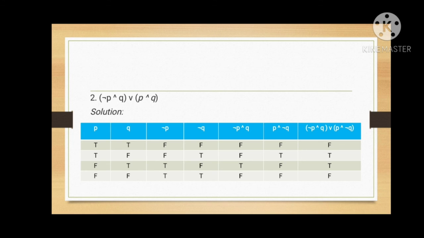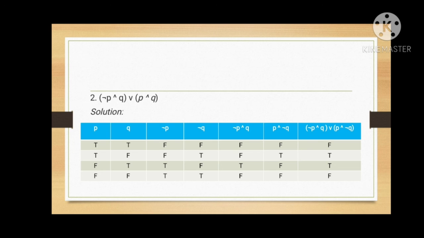We look at the negation of P and then Q. The negation of P is false and Q is true, therefore the negation of P and Q is false. Then in the second, false and false, therefore still false. In the third, true and true, therefore the negation of P and Q is true. In the fourth, true and false, therefore the negation of P and Q is false.